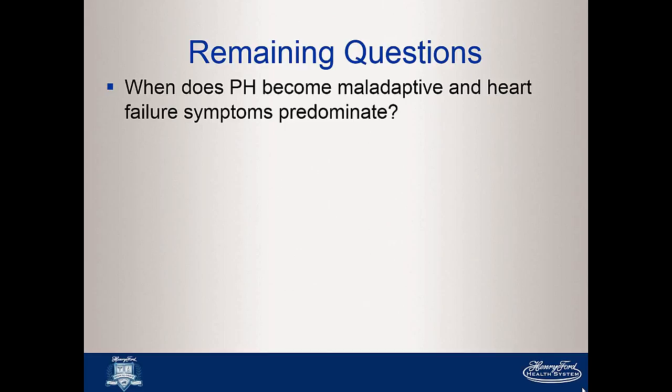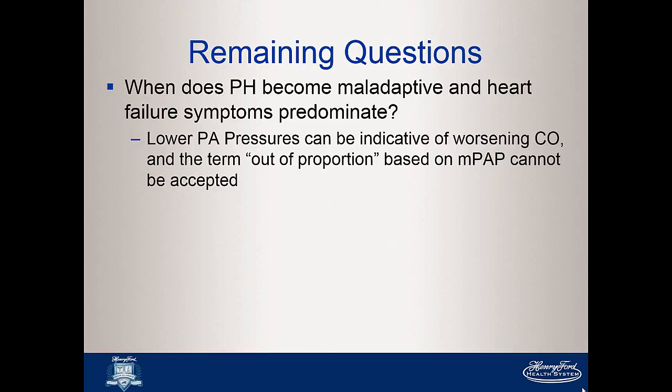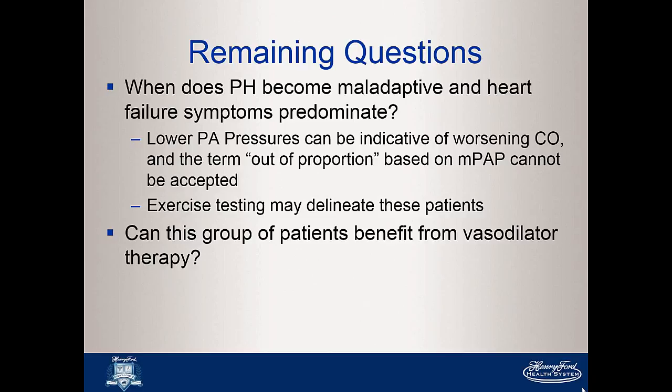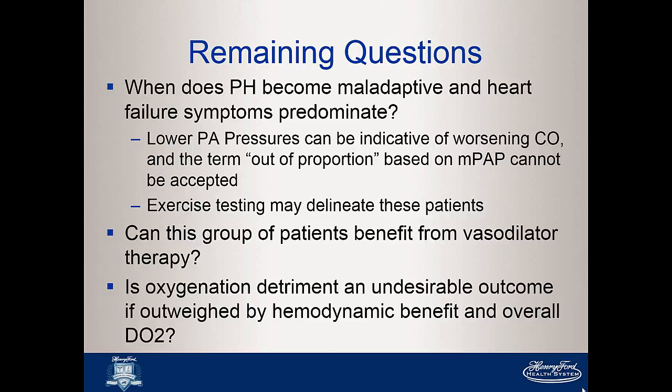The remaining questions that we have to answer at this point with several small trials is when does the PH itself become maladaptive and heart failure symptoms predominate? Because we know that lower PA pressures can either be indicative of less severe PH or worsening cardiac output, and we can't use the term out of proportion to describe these people. Again, exercise testing may help us out with this. Can this group of patients benefit from vasodilator therapy? Finding these patients is difficult. Performing large trials is even more so. And is the oxygen detriment that we're causing with pulmonary vasodilators truly an undesirable outcome if it's outweighed by hemodynamic benefit and overall delivery of oxygen?